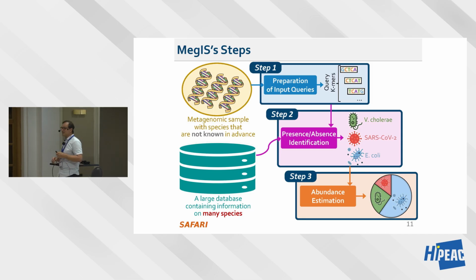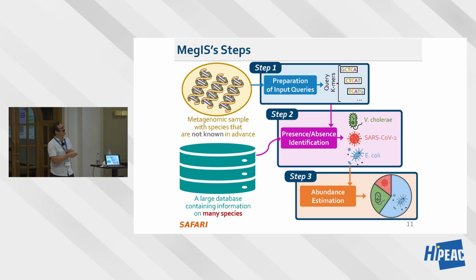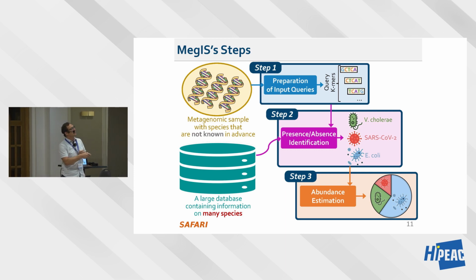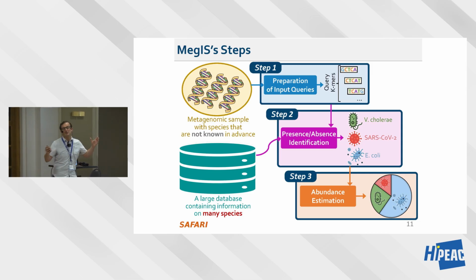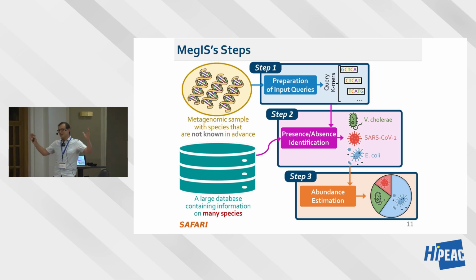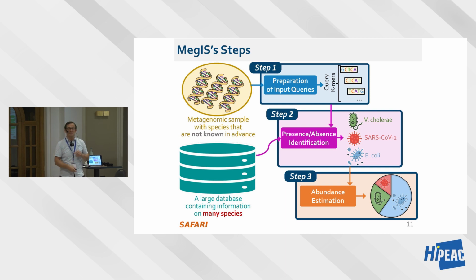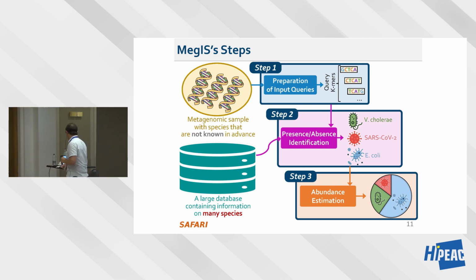So these are the 3 steps of metagenomic analysis that we want to really accelerate. You basically have a metagenomic sample with species that you don't know in advance. So you prepare them. You basically sort these queries somehow. And then you compare these k-mers, which are basically sequences of base pairs of length k. That's what a sequencer does. A sequencer chops your genome, or something's genome, into sequences of some length, in this case k. And then you compare them to a huge database to identify what kind of species are lurking there. And then you can also estimate the abundance of those species in some ways. And these are actually pretty data-intensive tasks.